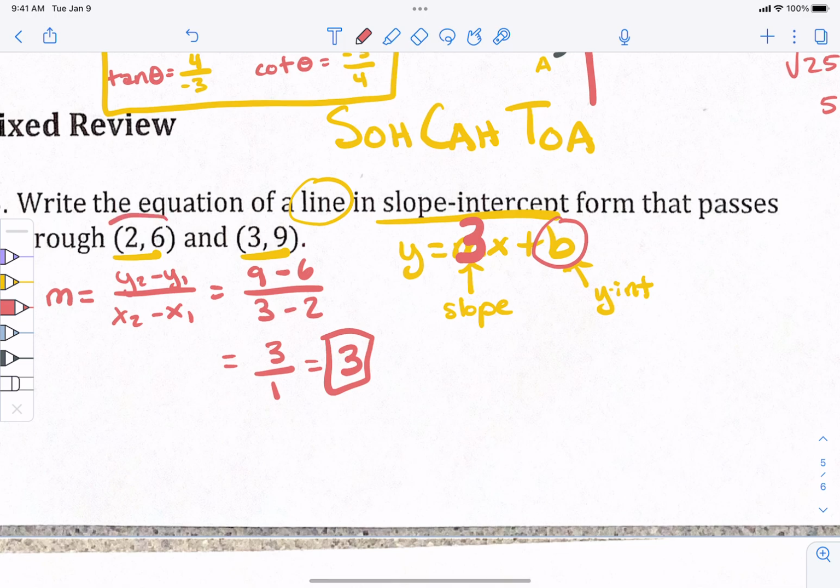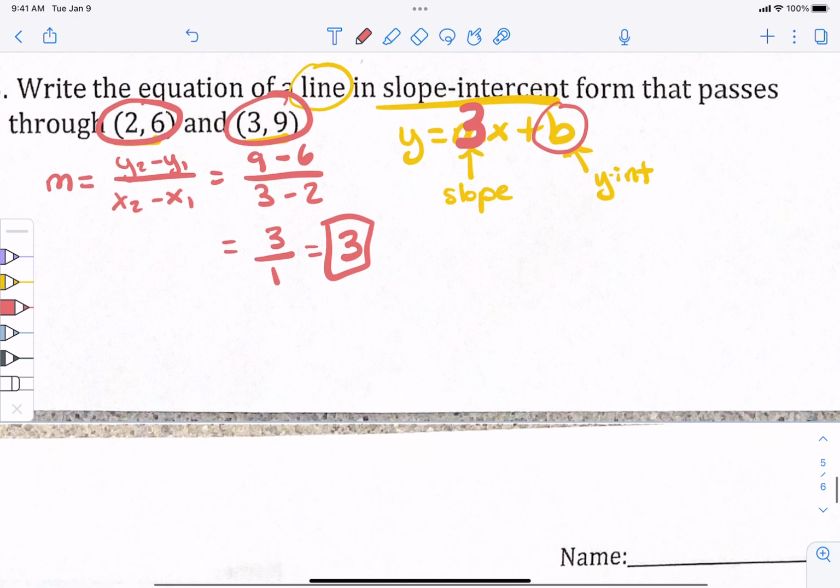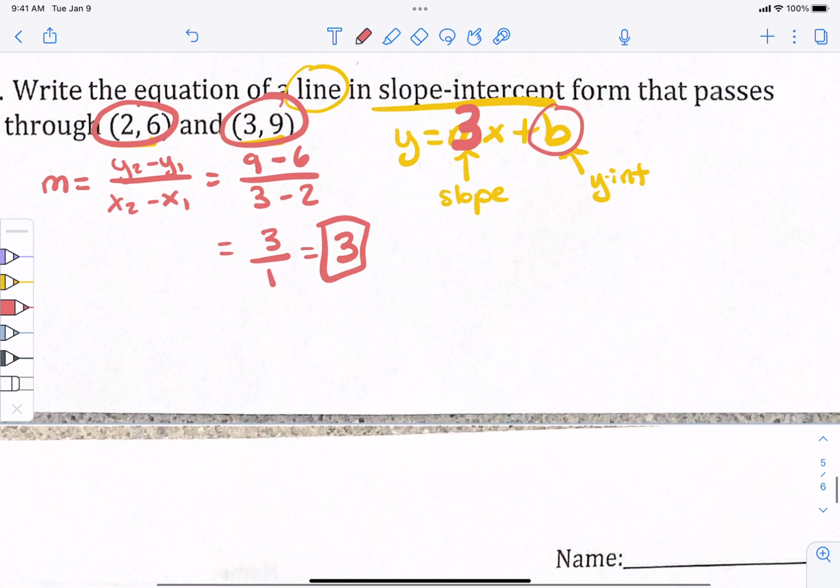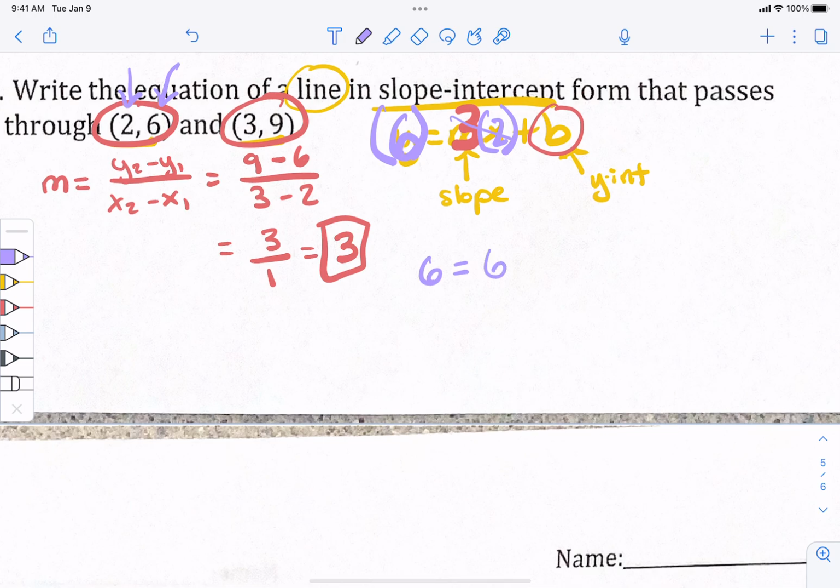To find the b, I can either plug in 2, 6 for x and y, or 3, 9. I'm just going to do the first one, 2, 6. It doesn't matter which one you choose. But just make sure that 6 is your y-coordinate and 2 is your x-coordinate. So when you plug them in, 6 goes in this spot and 2 goes in this spot, okay? So I have 6 equals 3 times 2, which is also 6, plus b. Then to get b by itself, I subtract the 6 over, and we find that b is 0.